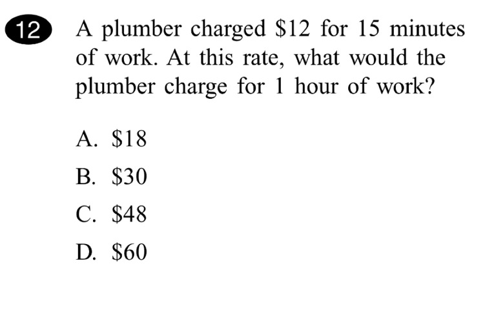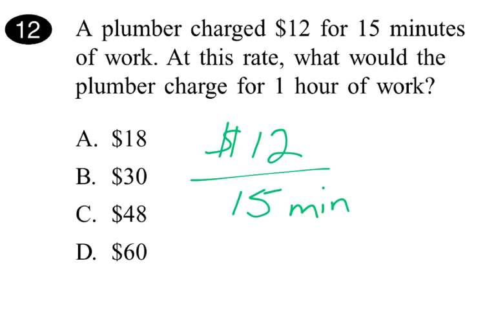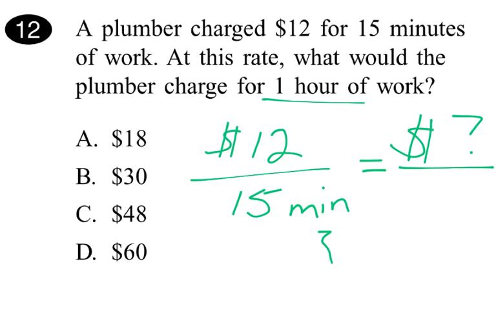A plumber charges $12 for 15 minutes of work. So we have two different units here. We have dollars and we have minutes, right? At this rate, what would the plumber charge for 1 hour of work? Well, how much would he charge? That's our unknown amount up top, it looks like here. But 1 hour. Minutes are our units. How many minutes are in an hour? It would be 60. Here's our proportion.